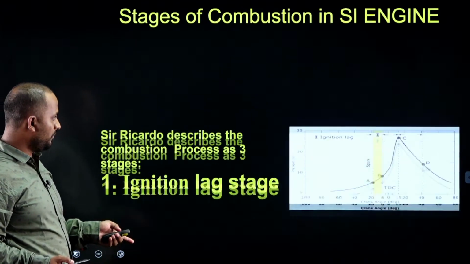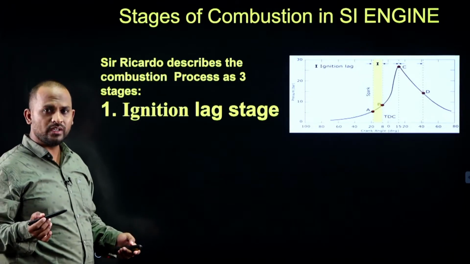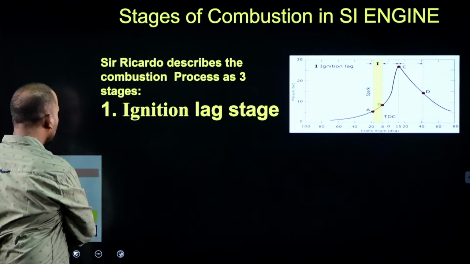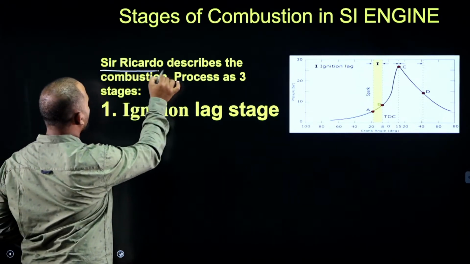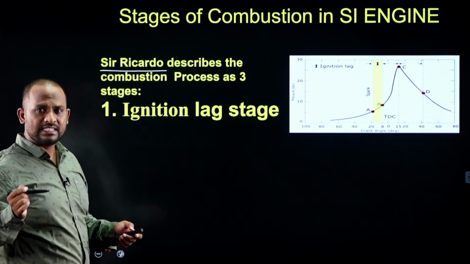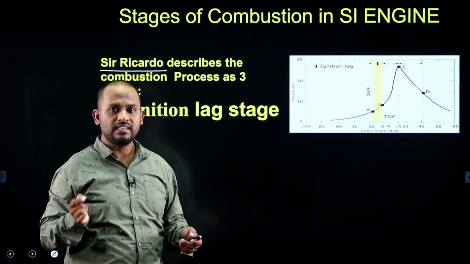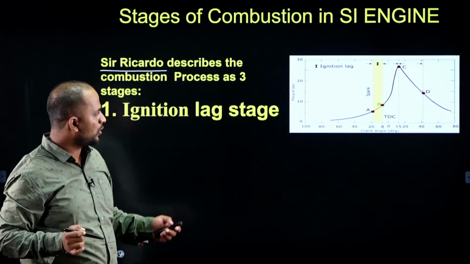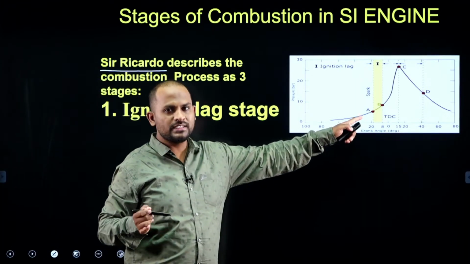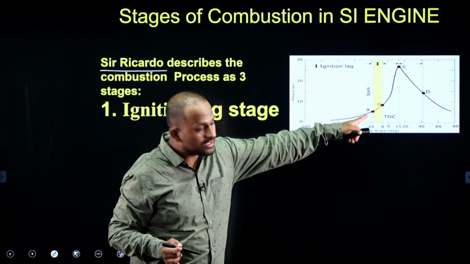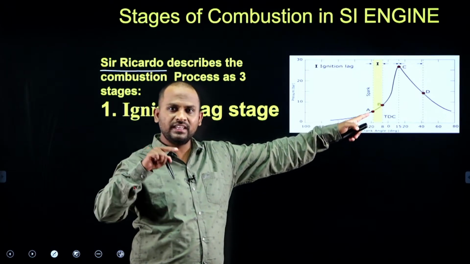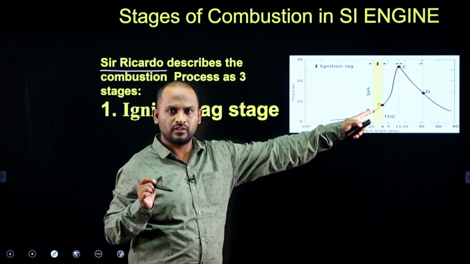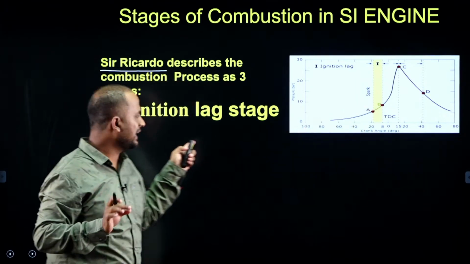The names for stage 1, stage 2 and stage 3 were given by a scientist called Sir Ricardo, a scientist of engine research. Now let us see what is happening at stage 1. Already we have discussed that at point A, the spark initiation is done. At point B, combustion initiation is done, right? That period is called ignition lag.